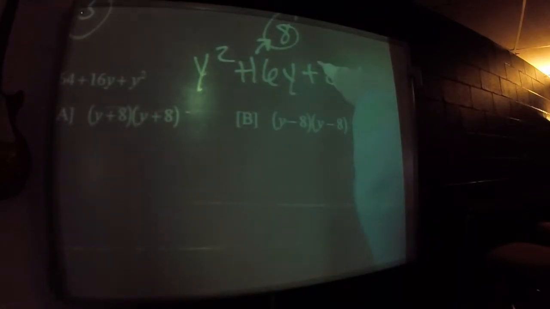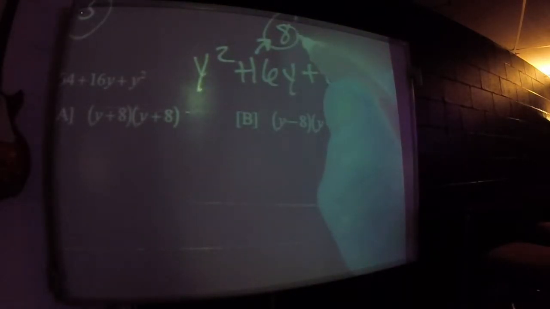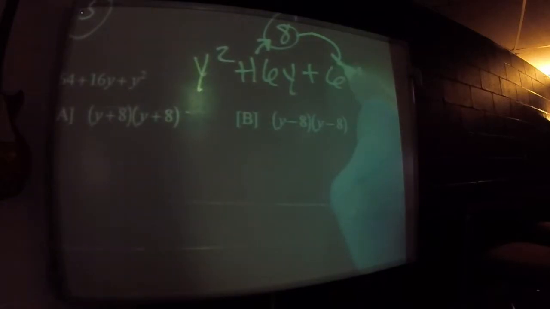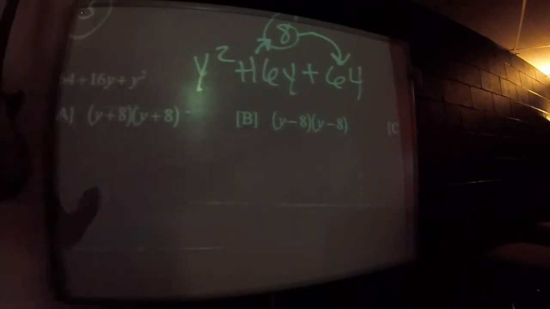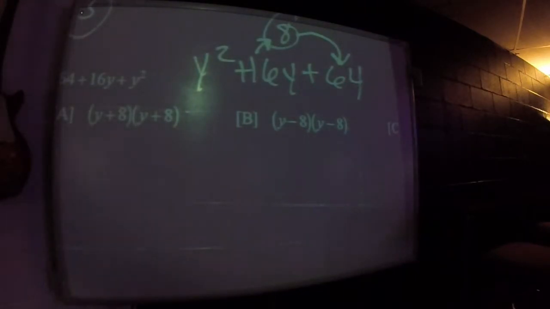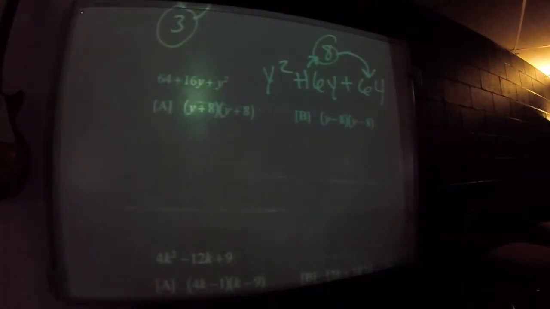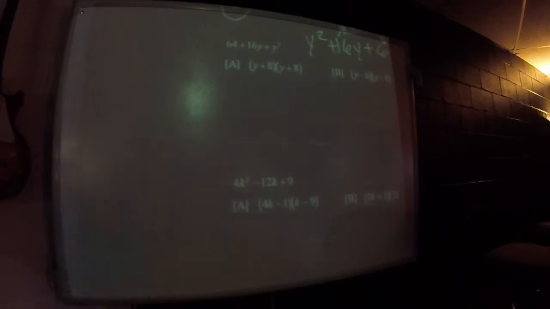8. And usually I want to just put the 8 in a little circle. I like to do the arrow. And then if you square the 8, do you get this? Yes. So what are we looking for as our answer? We got y plus 8 times y plus 8. Remember, sometimes that'll be written as y plus 8 squared. Y plus 8 times y plus 8.